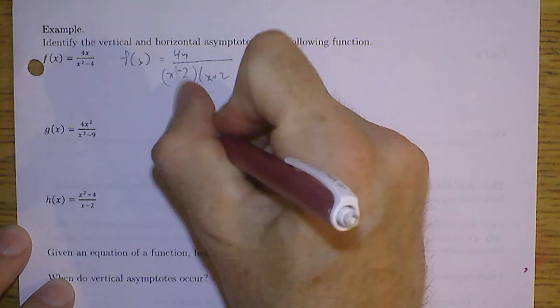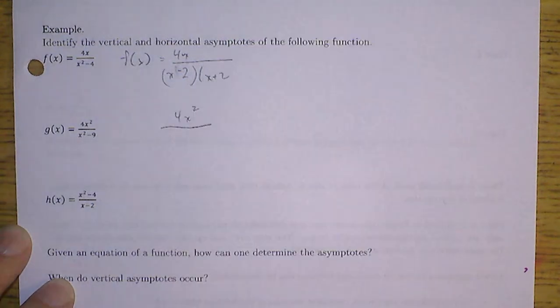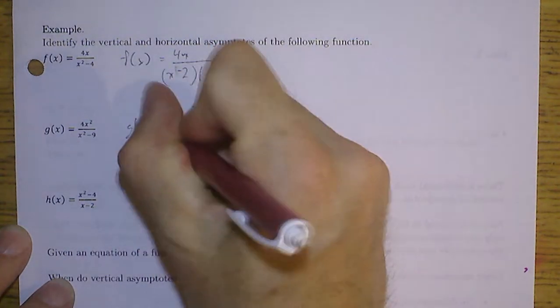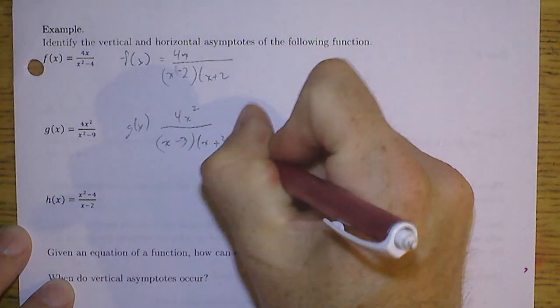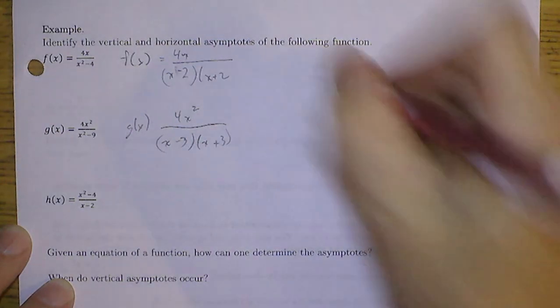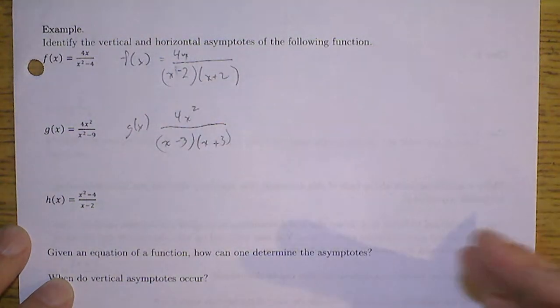Now this one is going to be 4x squared. This is g of x. And that is x minus 3, x plus 3. Now I'm relying fairly heavily on difference of squares here, right, for factoring, thankfully. I'm not beating you guys up.